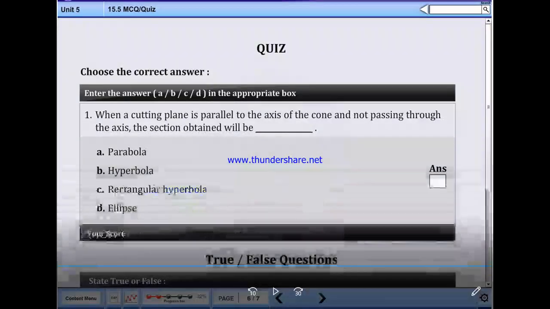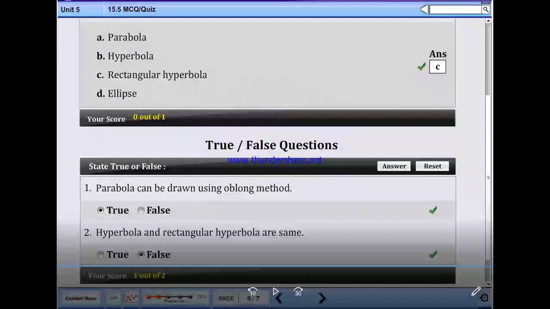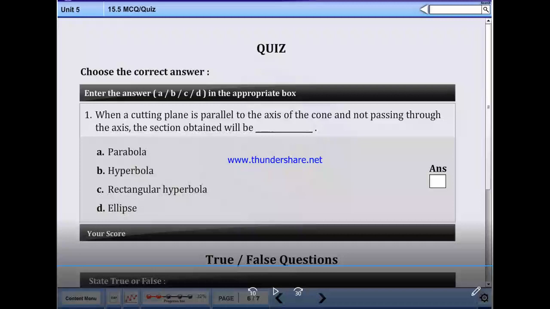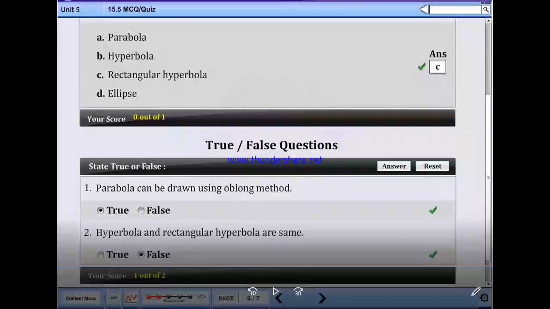Now note down quiz questions. Note down first one. When cutting plane is parallel to the axis of cone and not passing through the axis, the section obtained will be parabola, hyperbola, rectangular hyperbola, ellipse. Answer is C, that is rectangular hyperbola.